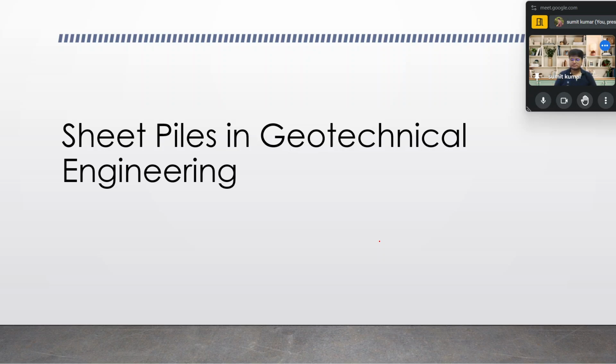Hello, sir, I have one doubt. Sir, the value 1 minus sin phi for sand, is it only for dry sand, or is it applicable to saturated sand too? No, that is not K, that is K naught, basically the earth pressure at rest. Ka is the coefficient of active earth pressure. So is the 1 minus sin phi value only for dry sand or also for saturated sand?